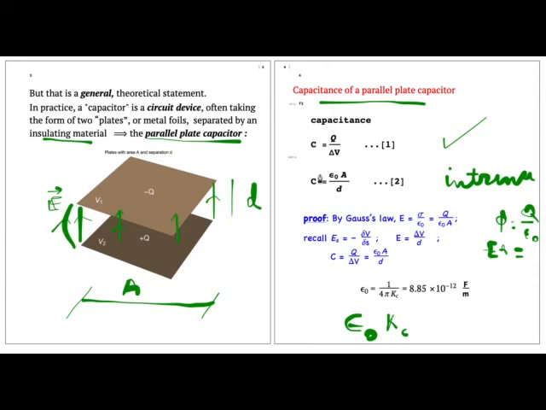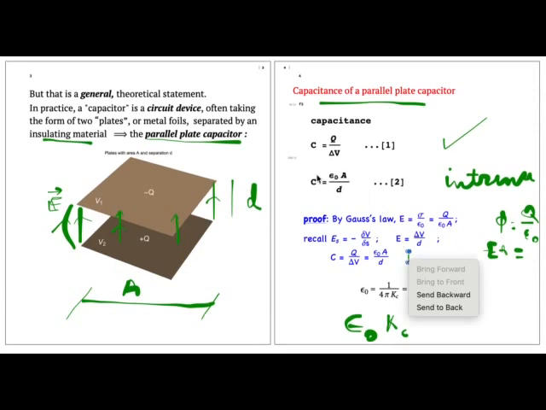And now if I want to solve for C, I have Q over delta V. Well, Q on the one hand is epsilon naught A times E, and delta V is D times E. The E cancels, so I just end up with epsilon naught A over D. So that's the proof of this relation, the capacitance of a parallel plate capacitor.